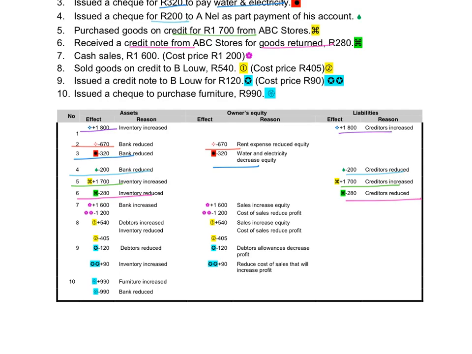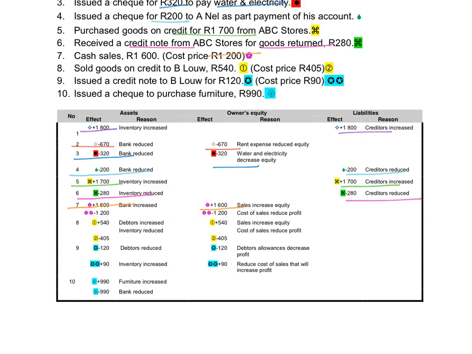Cash sales 1,600. Cost of sales is 1,200. So when we sell goods, we will always do two double entries. One double entry for the sales and one double entry for the cost of sales. We sold the goods for cash, so the money in the bank increased, so we will show that the assets increase. Sales will increase our profits, so owner's equity will increase.